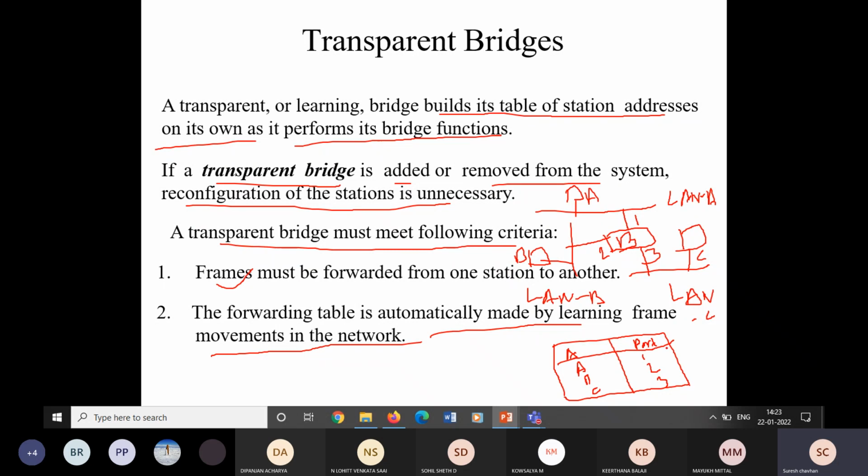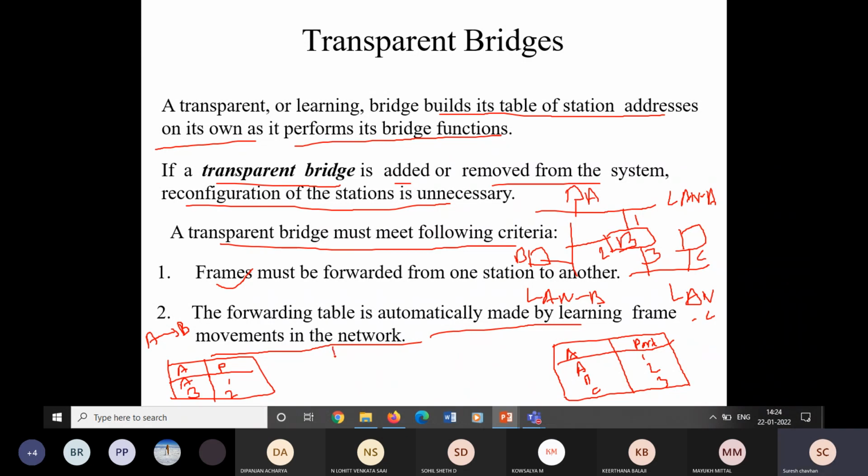This table will be created when information is sent. Initially, nothing will be there in the address and port columns. Suppose A wants to send data to B. At that time the table will be updated. A is the physical address with port number 1, and B is the physical address with port number 2. Only this information will be there, because the bridge has to learn on its own whenever there is frame circulation in the network.